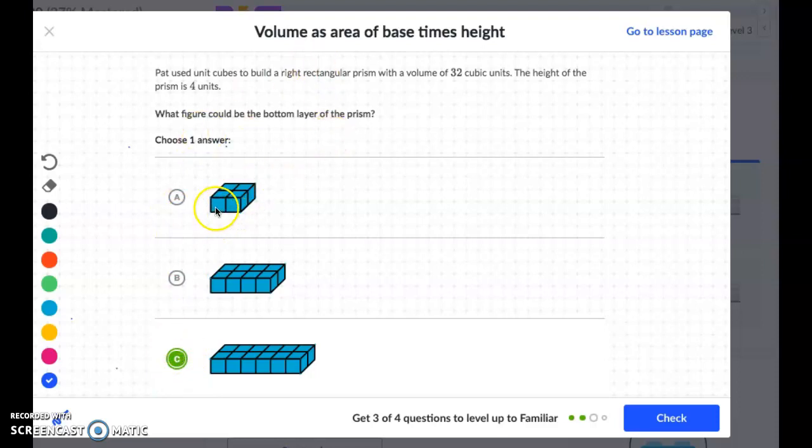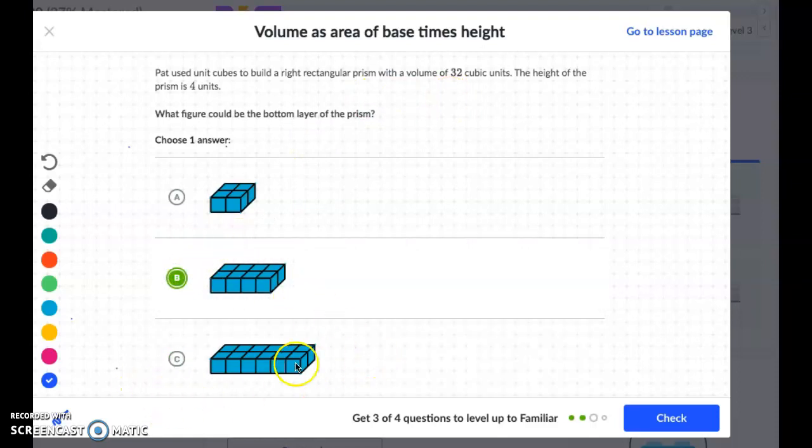So let's find out if this was length times width. So length is 2 times width, which is 2. So 2 times 2 is 4. And they told me the height is 4. So 4 times 4 is 16. So that's not going to be, they want a volume of 32. That's not going to work. So then I'm going to try this one. The length, 1, 2, 3, 4 times 2. So 4 times 2 is 8. And then if my height was 4, 8 times 4 is 32. So this one would work as my base.